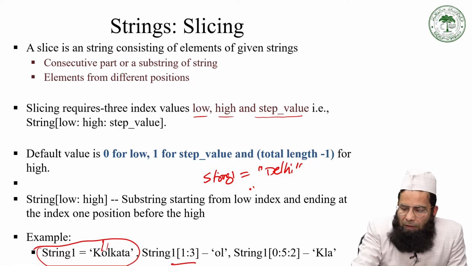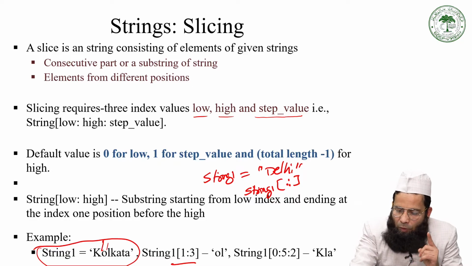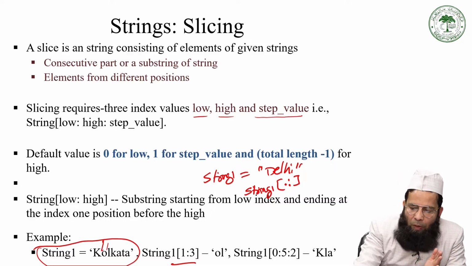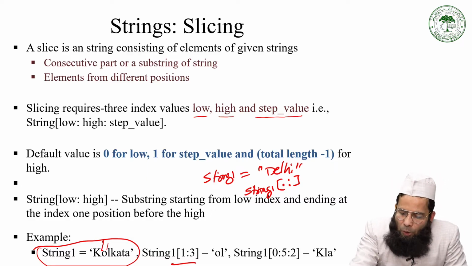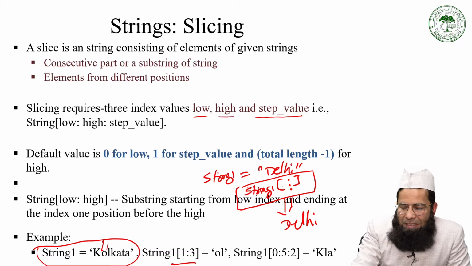Yes. So suppose I am writing string1 and colon only. What would happen? By default, the value is 0 for low, 1 for step value, and total length minus 1 for high value. If I am using a single colon, it means I am using only low and high value. And what is low? Low in this case is by default 0 and high is total length minus 1. So it will display the whole string. So if I am writing in this way, I will get the whole string, that is daily, since I am using a single colon.